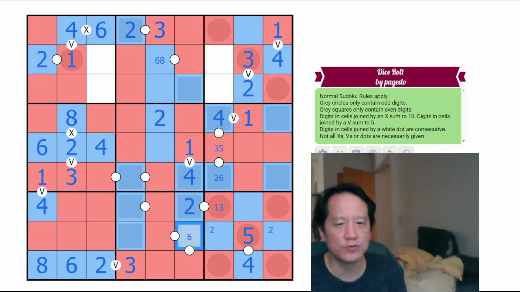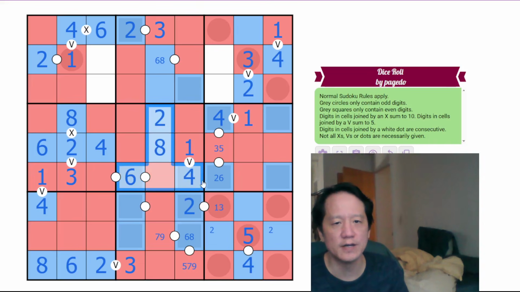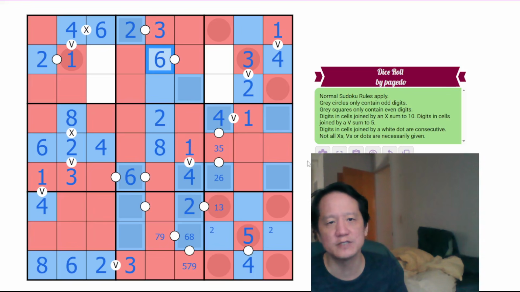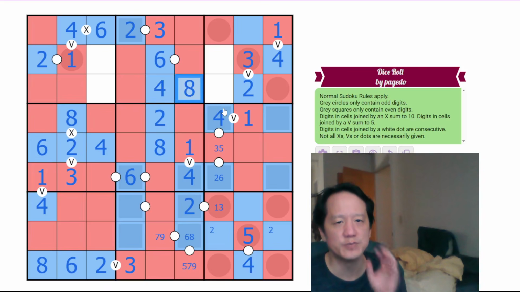This can't be 4, so it's 6 or 8. 6 is between 5 and 7. So 5 would have to be here, and 7 would be here. Or it could be 7 and 9 next to 8. We have 2, 4, 6 here. That makes this 8, which leaves 6 remaining as the last even digit in the box. 8 eliminates 8 here, so that's 6. Therefore, this must be 4 here, and this must be 8.